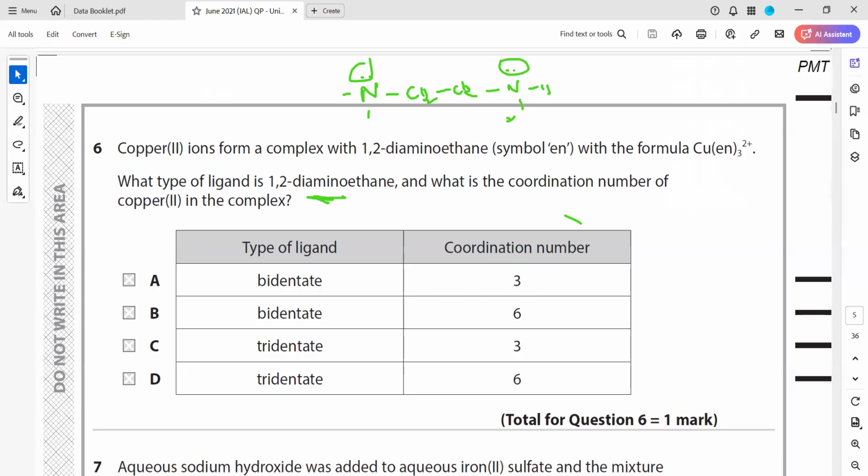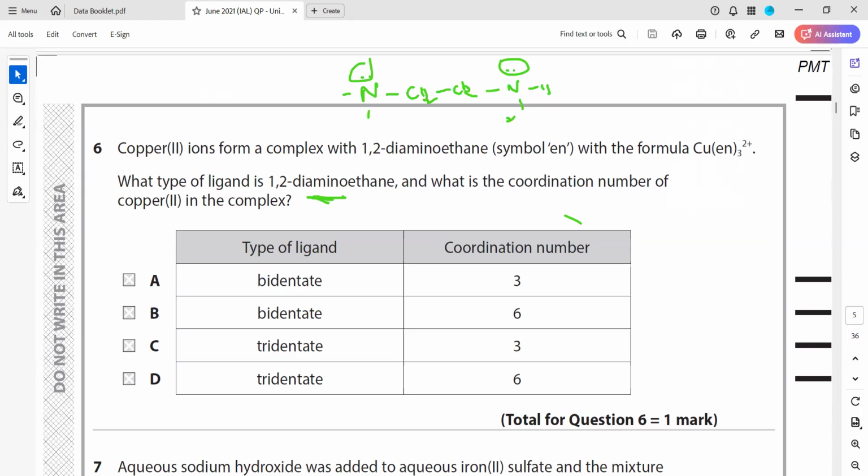The definition of a transition element is that the atoms have an incomplete d orbital. They have an incomplete d orbital, that is a transition element. But zinc and scandium do not have an incomplete d orbital: one has no d electrons, another has a full d orbital. That's why we don't count scandium and zinc as transition elements.